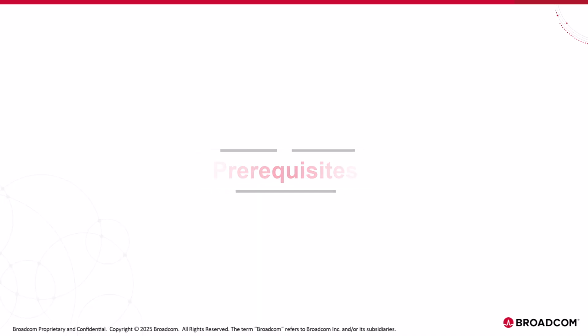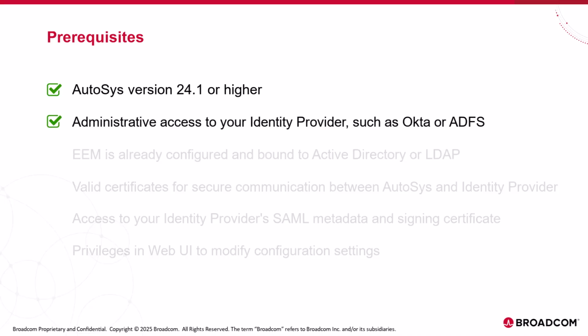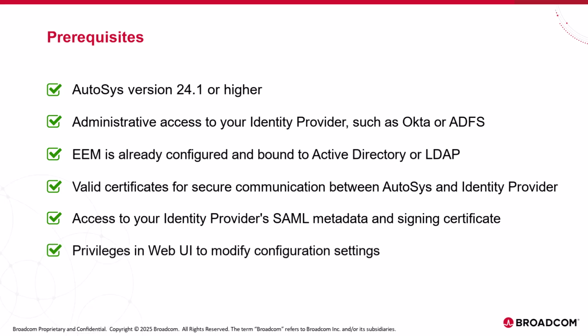Prerequisites. Before we begin, ensure you have AutoSys version 24.1 or higher, and administrative access to your identity provider, such as Okta or ADFS. For this demo, we use ADFS. EEM is already configured and bound to Active Directory or LDAP. Valid certificates for secure communication between AutoSys and your identity provider. Access to your identity provider's SAML metadata and signing certificate. Privileges in Web UI to modify configuration settings.